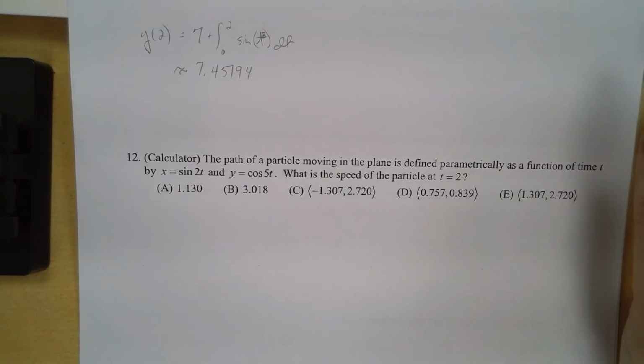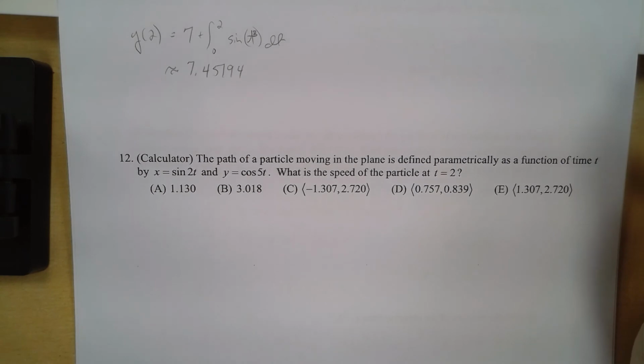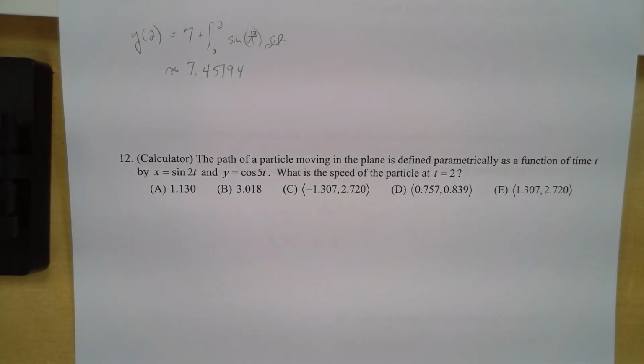All right. Number 12. The path of a particle moving in a plane is defined parametrically as a function of time t by x equals sine of 2t and y equals cosine of 5t. What's the speed of the particle at t equals 2?